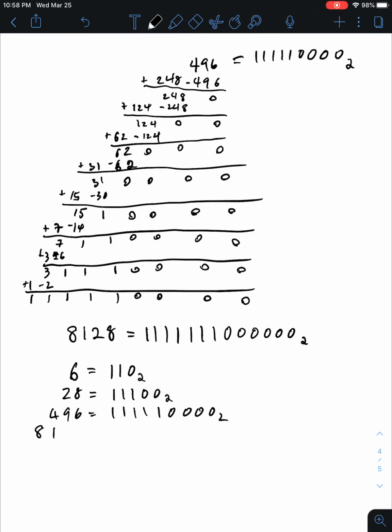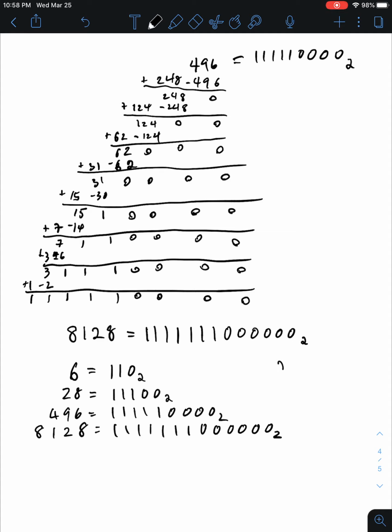And 8128 is 1111111000000 in base 2. All right, so we're going to contemplate this, try to see if we see a pattern. Well, clearly these numbers begin with a whole bunch of 1s in base 2 and end with a whole bunch of 0s.